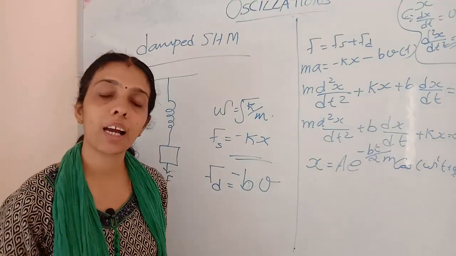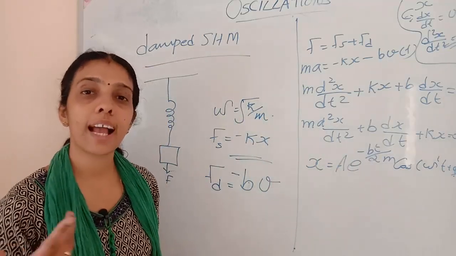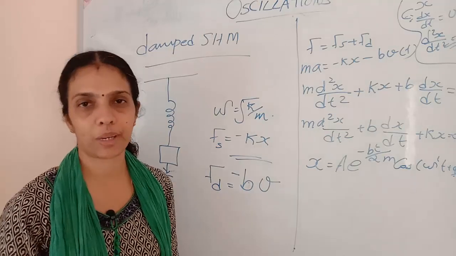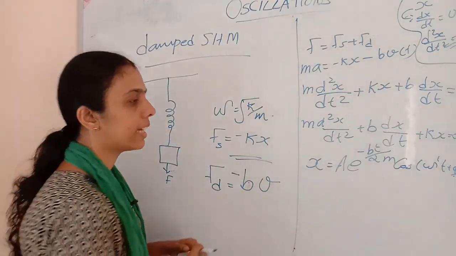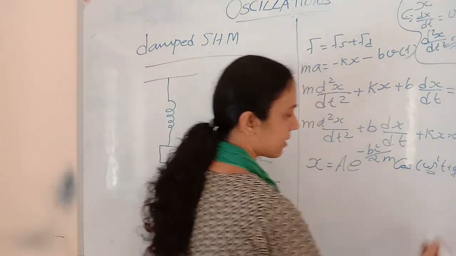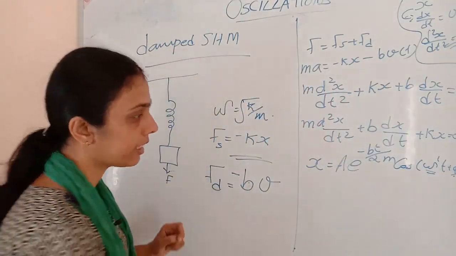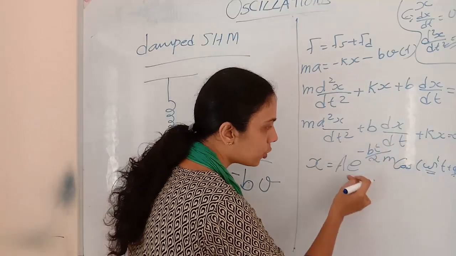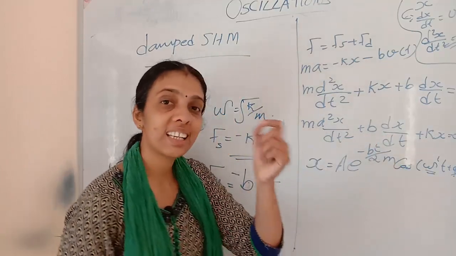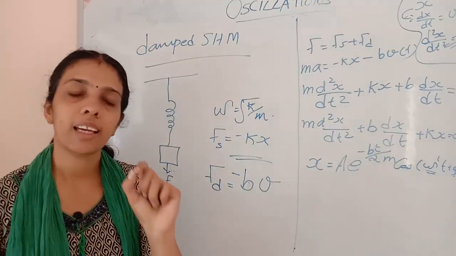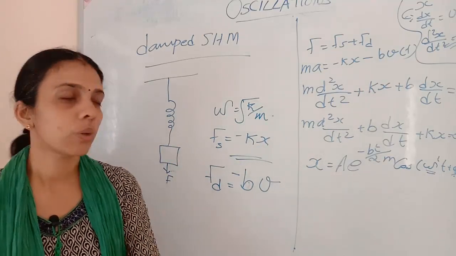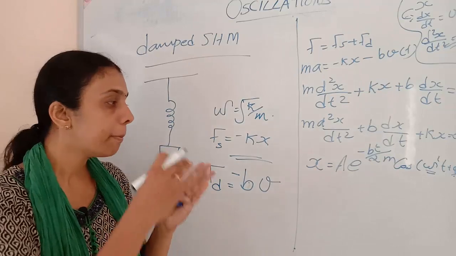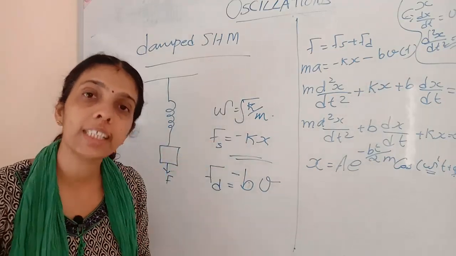What is that omega dash? Omega dash is the angular frequency when damping is present. Okay, when we consider damping, instead of omega we consider omega dash, and the important thing is that along with the amplitude we are getting an exponentially reducing term, a e to the power minus bt by 2m. Okay, that is very important. That is, amplitude is exponentially decreasing.